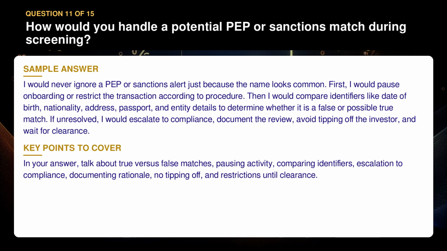In your answer, talk about true versus false matches, pausing activity, comparing identifiers, escalation to compliance, documenting rationale, no tipping off, and restrictions until clearance.